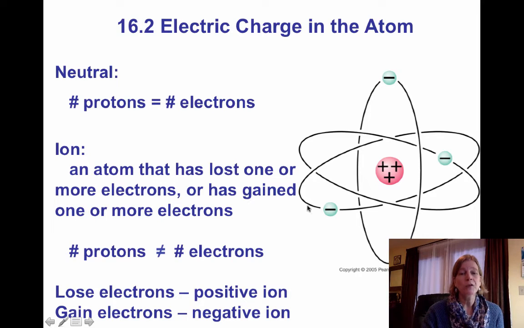If an atom loses electrons, so you pluck an electron off of here, now you'd have 3 positive and 2 negative, you'll have excess positive charge, and you have a positive ion. If an atom gains electrons, you get an extra electron added to this cloud, then we have excess negative charge relative to positive, then you have a negative ion. Okay.